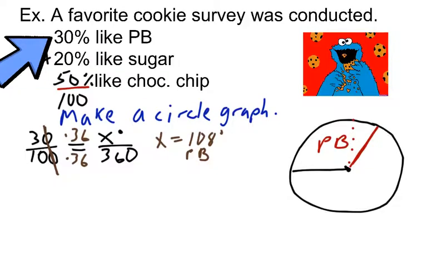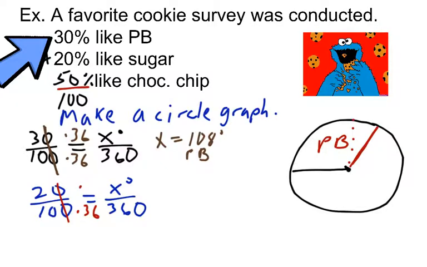So 20% like sugar, so that would be 20 out of 100 equals the degrees, which I don't know, so I call that x degrees out of 360. And we can use that shortcut again. The zeros at the end of 20 and 100 divide by 10 and they disappear. And now 10 will go evenly into 360 by multiplying by 36. Whatever you do to the bottom, do to the top. So 2 times 36, that's pretty easy. Just 36 plus 36, which is 72. So x equals 72 degrees for the sugar cookies.